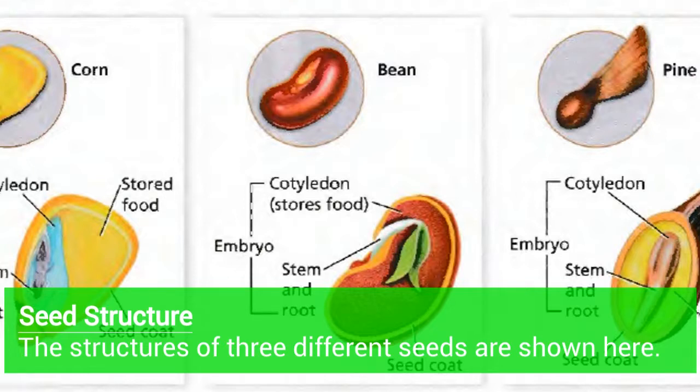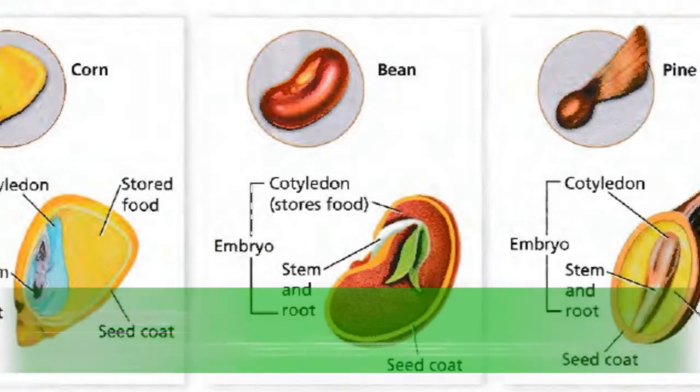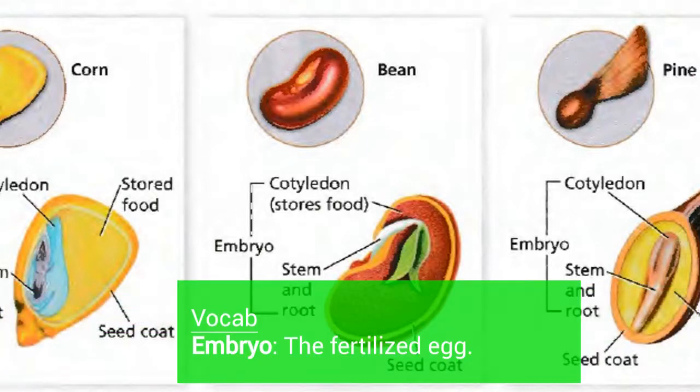So a seed has three main parts. It has an embryo, it has stored food, and it has a seed coat. Those are the three main parts of the seed. And the young plant that develops from the zygote or fertilized egg is called the embryo. The embryo already has the beginnings of roots, stems, and leaves.